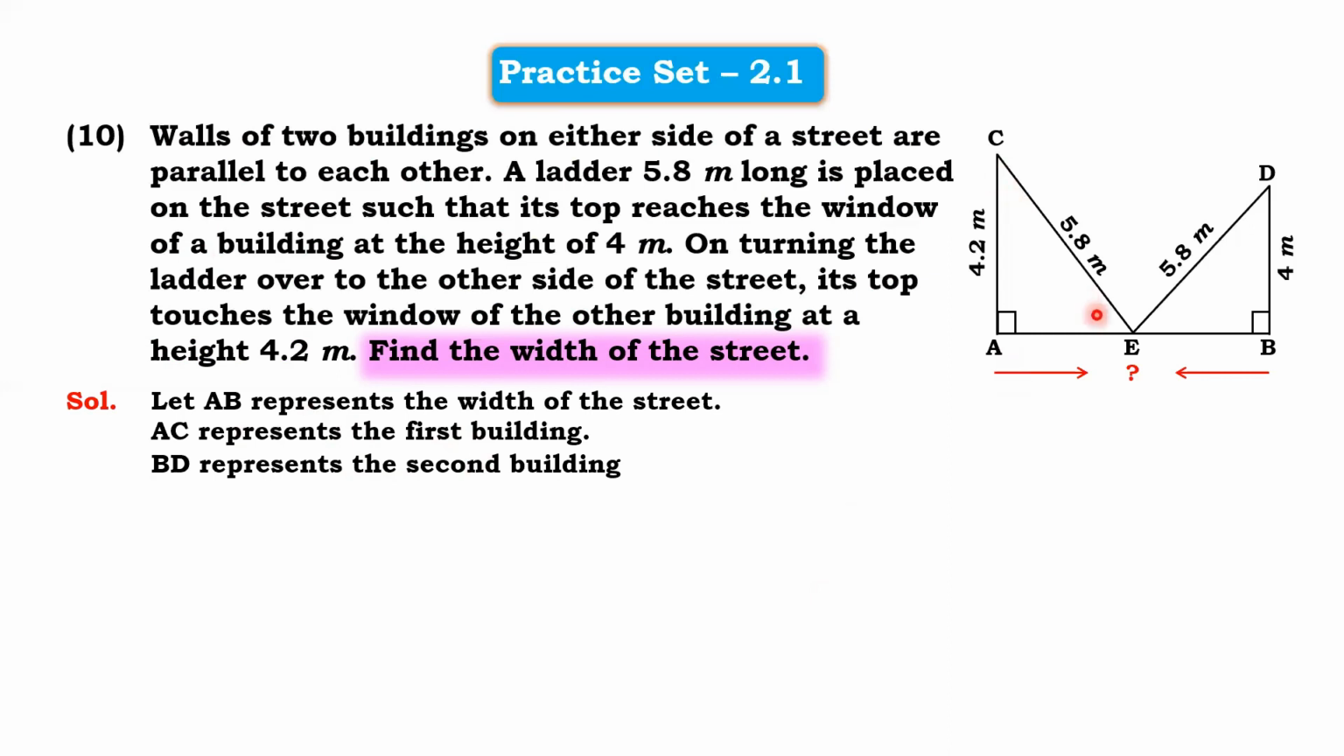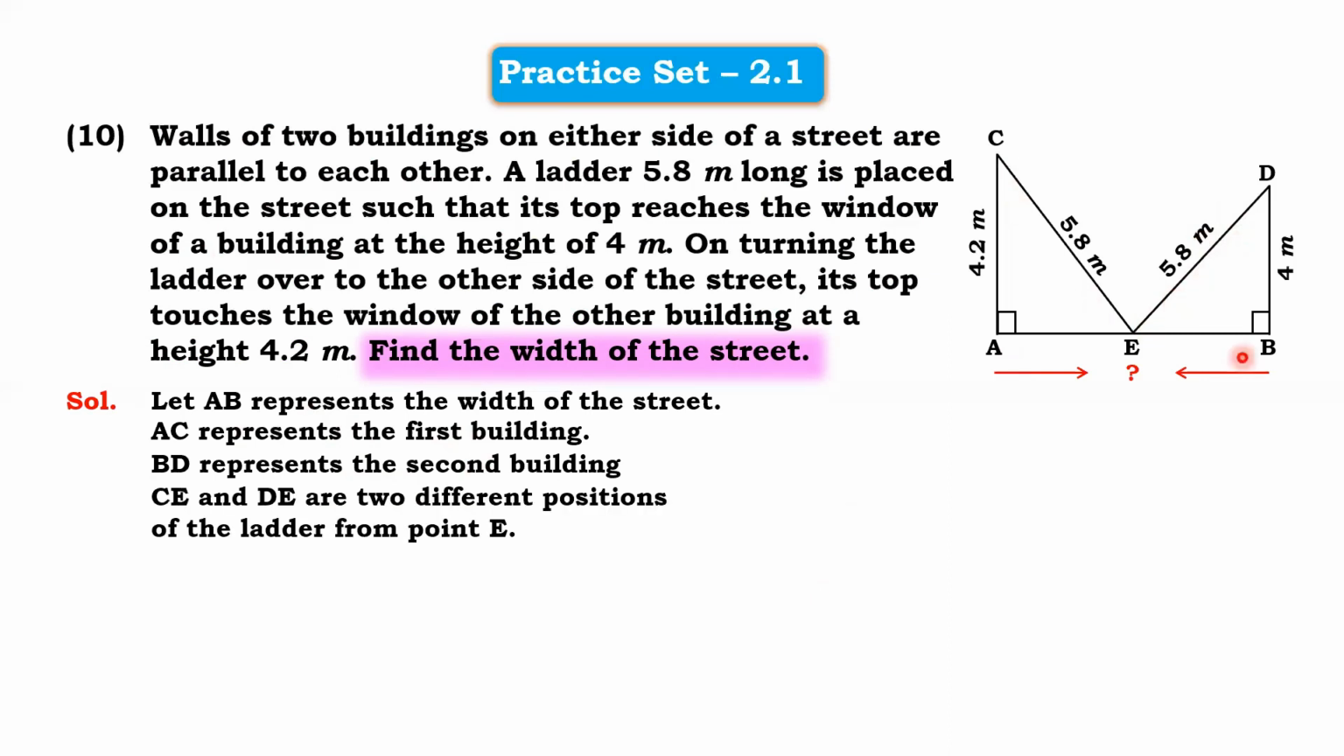Now what about CE and DE? They are the ladders, but they represent the position of the ladders, okay? It was the initial position, then it was the second position. So here what are we going to say? CE and DE are two different positions of the ladder from point E. Got it? So now if you see the first triangle CAE, in triangle CAE, angle A is 90 degrees. How is it 90 degrees? We know it's given.